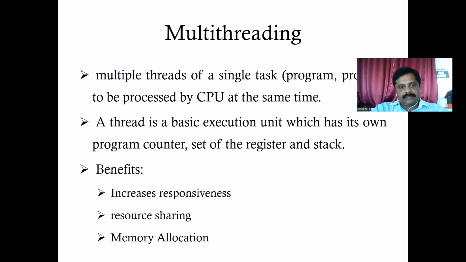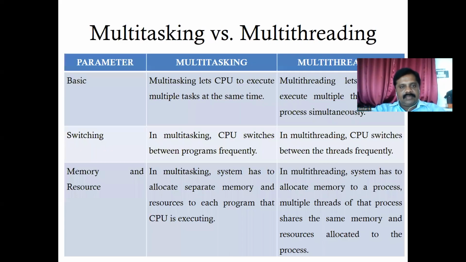Next, multi-threading. Multiple threads of a single task are processed by the CPU at the same time. This is called multi-threading. A thread is a basic execution unit which has its own program counter, set of registers, and stack. Benefits of multi-threading: increased responsiveness, resource sharing, and memory allocation. These three are the very important benefits of multi-threading.